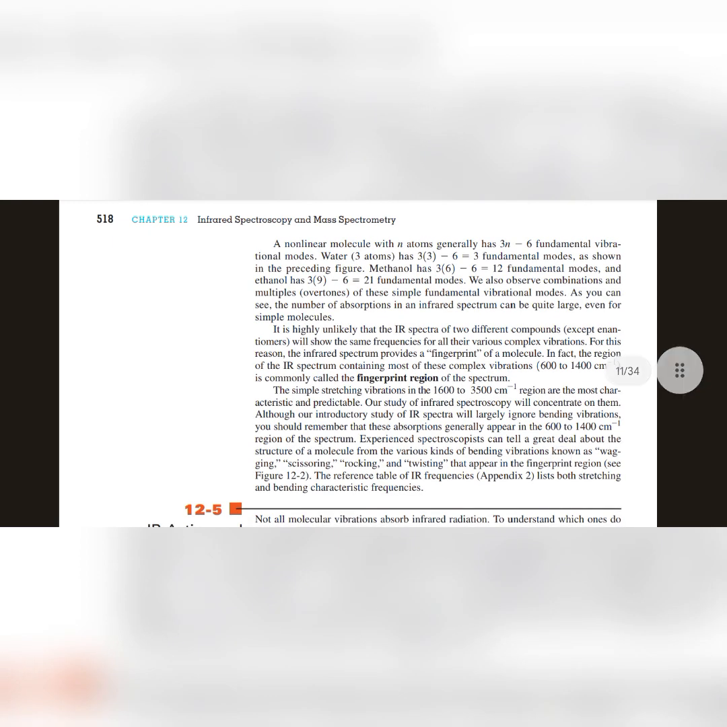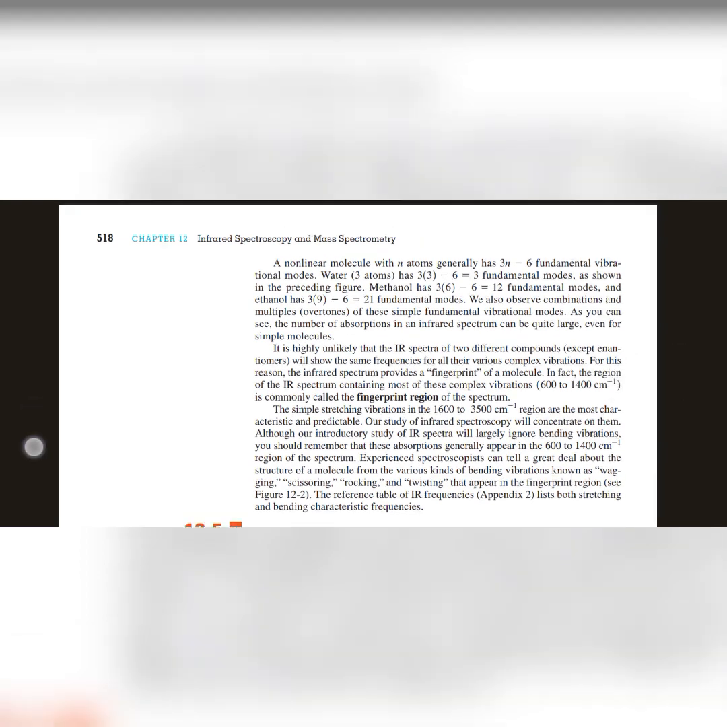A non-linear molecule with n atoms generally has 3n-6 fundamental vibration modes. Water has 3 fundamental vibration modes as shown in the preceding figure. Methanol has 12 fundamental modes and ethanol has 21 fundamental modes.